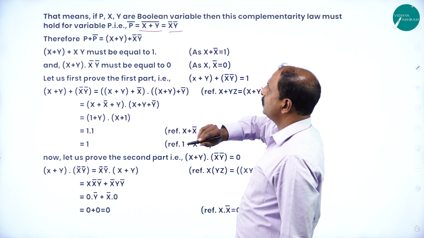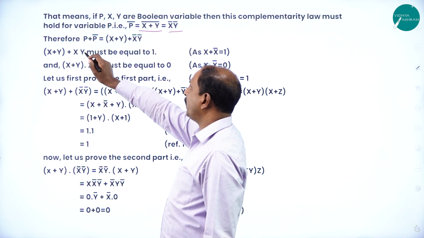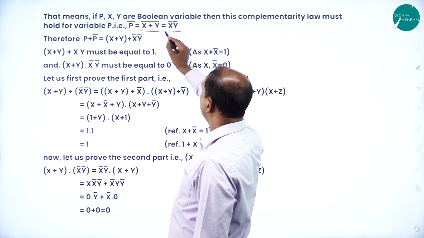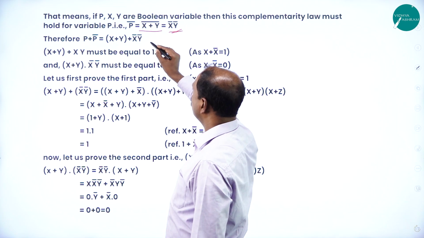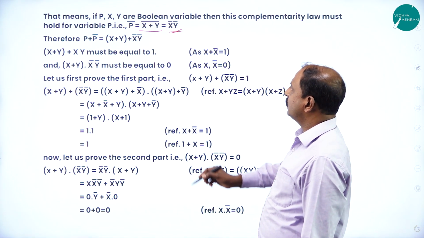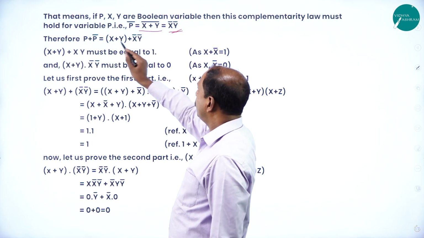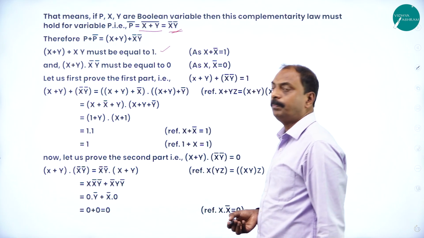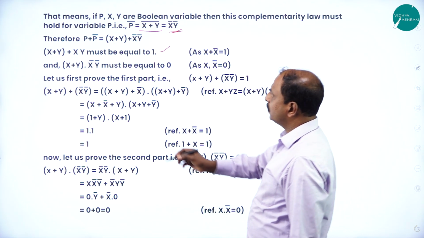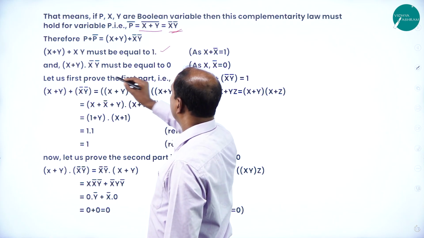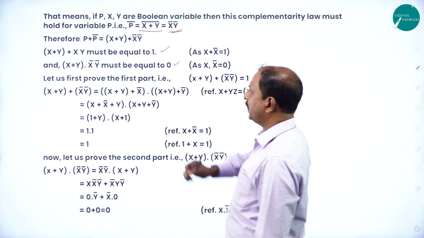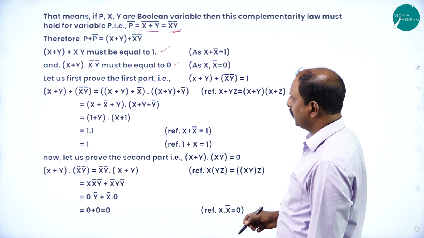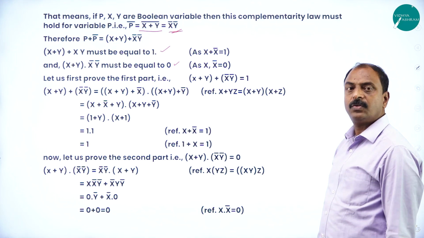So if you want to prove that, we know p plus p naught equals 1. Here p equals this and p naught equals the value here, so this must equal 1. Accordingly, (x plus y) plus not x not y must equal 1. We have to prove this. And one more equation is p into p naught equals 0, so p into p naught must equal 0. We have to prove these two conditions by the algebraic method, then we can prove De Morgan's theorem. So we have proved De Morgan's first theorem.